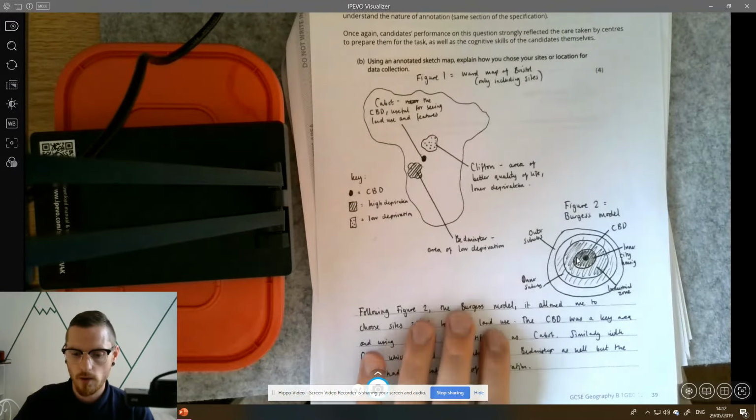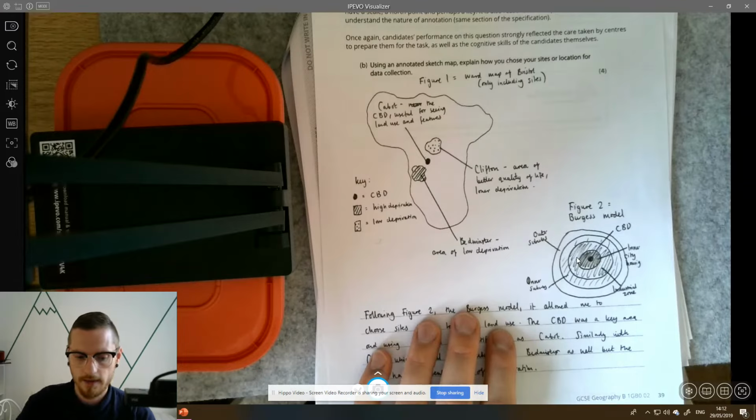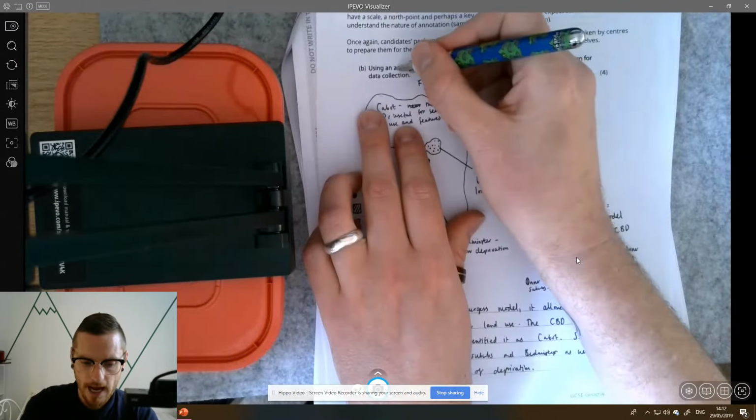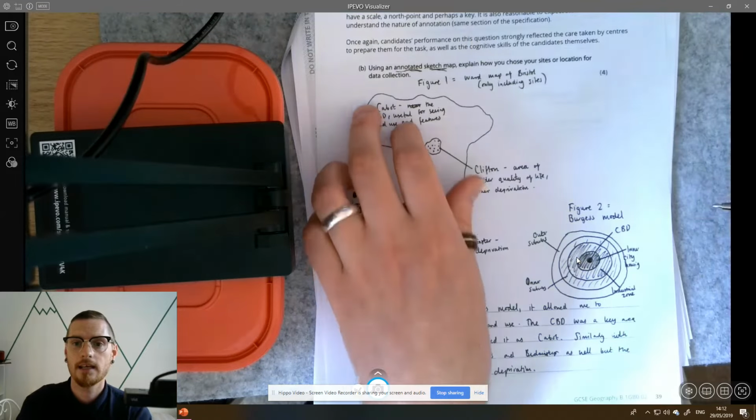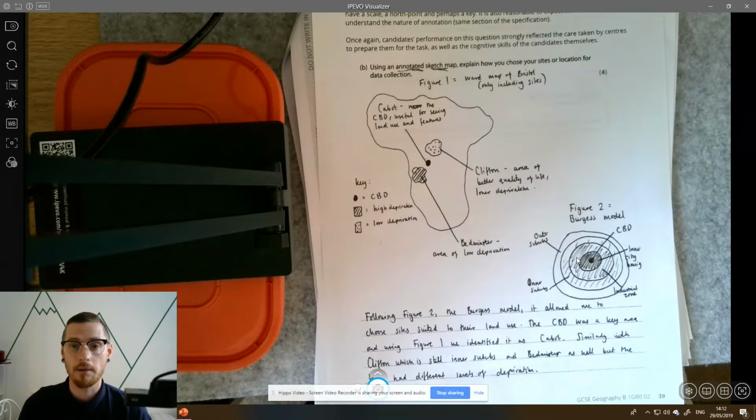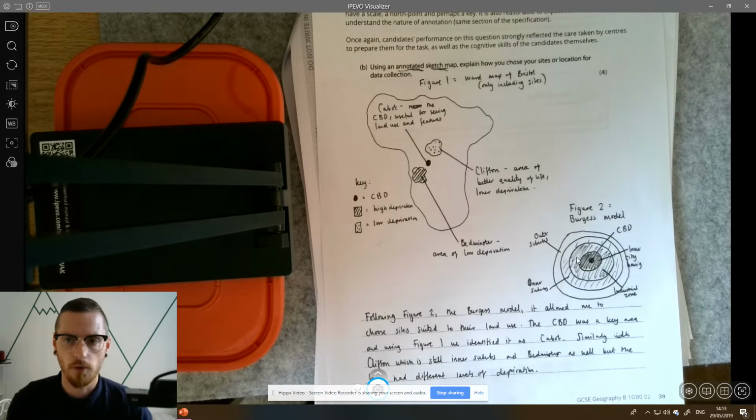You might get a question that asks you to use an annotated, and here from June 2018, it talks about an annotated sketch map. It could be an annotated diagram, or it could ask you to annotate an image of your data presentation from your fieldwork.